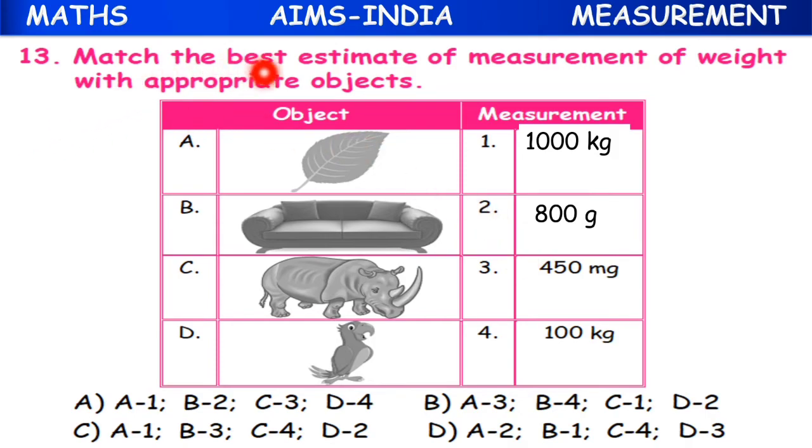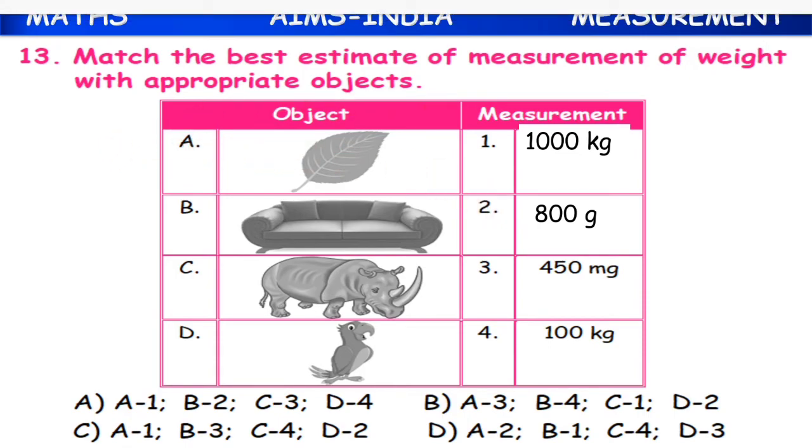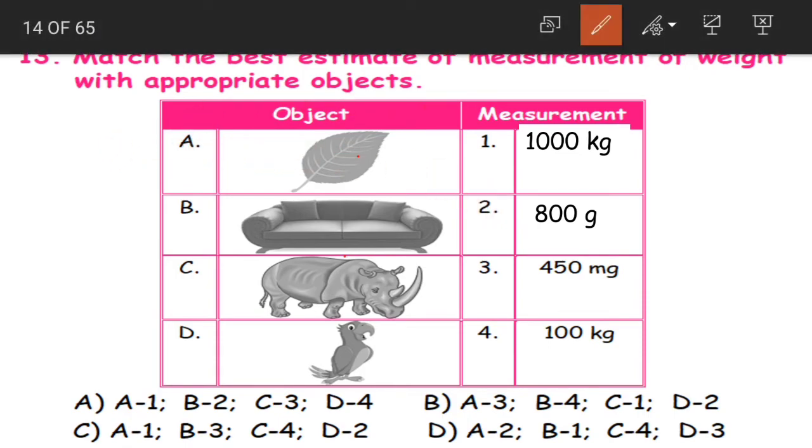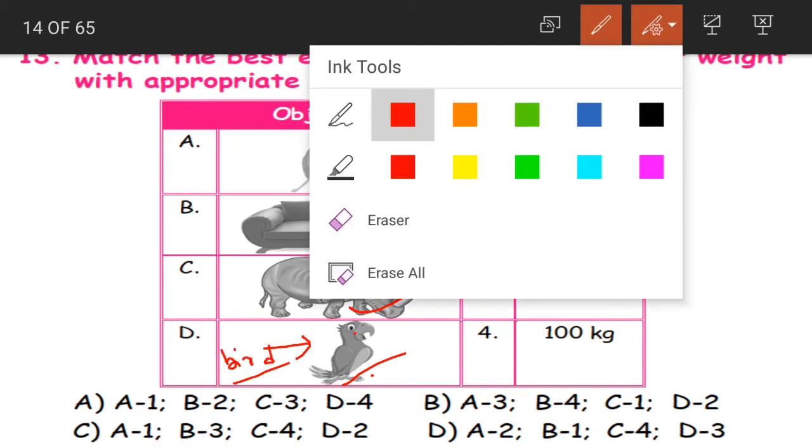Coming to question 13. Match the best estimate of measurement of weight with appropriate objects. Again we are having 4 different objects here. A leaf, a sofa, a rhinoceros, and then a parrot. I think it is a parrot. Yes children, for the sake of it we'll call it a bird. We are having a bird.